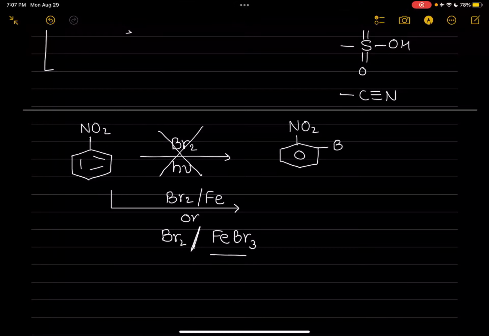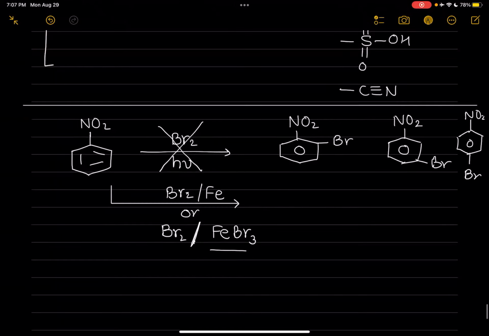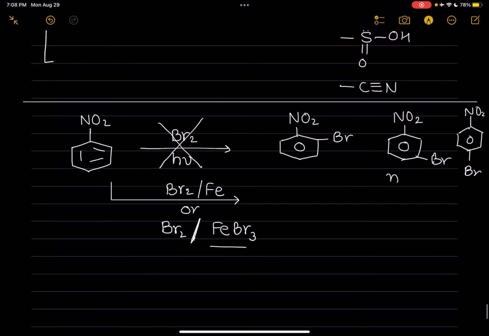Should I put the bromine at the ortho position? Should I put the bromine at the meta position? Or should I put the bromine at the para position? Yeah, Arpit and Ryan, tell me quickly. So meta position. Yeah, meta position. This is the major product.